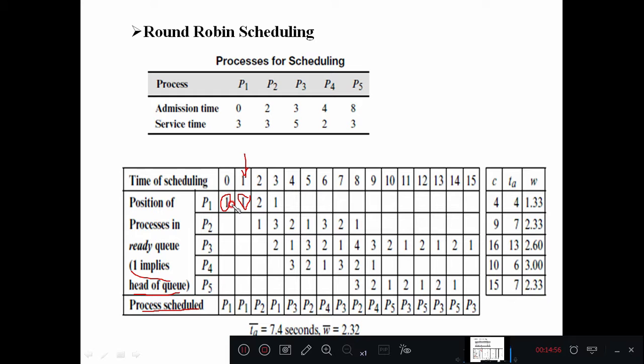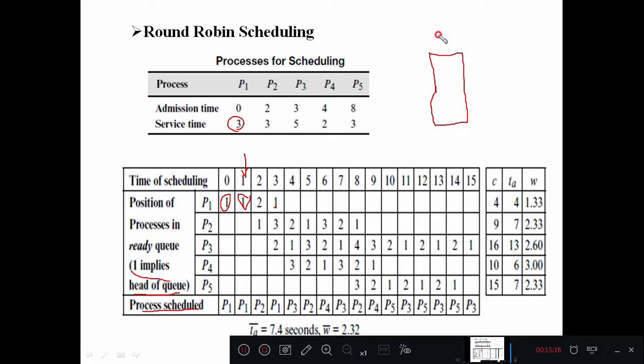2 times, that means 2 seconds, and its service time is equal to 3, that means it has to be scheduled one more time, or one more second, to complete its execution, right? So that will happen here, right? Why at 2, what is the position of P1? It will be equal to 2, as I already explained.